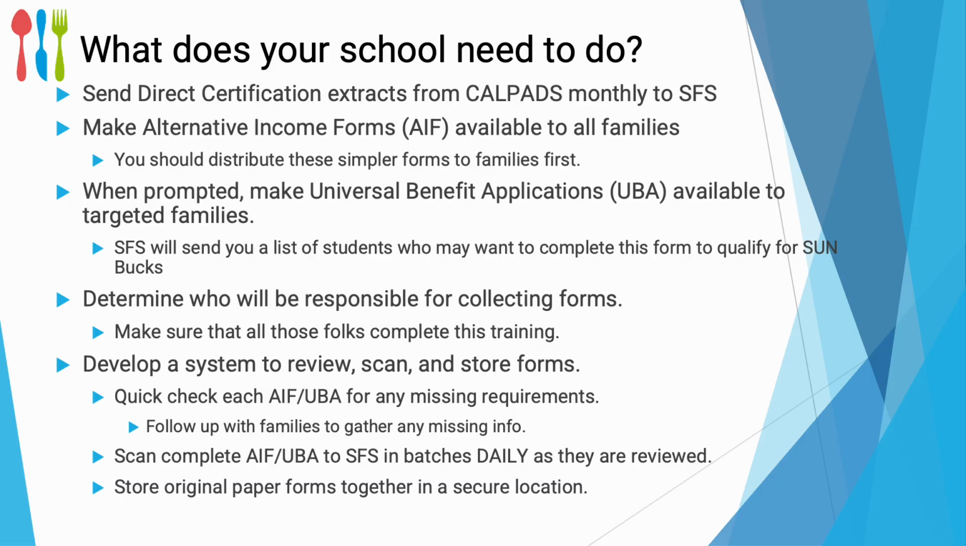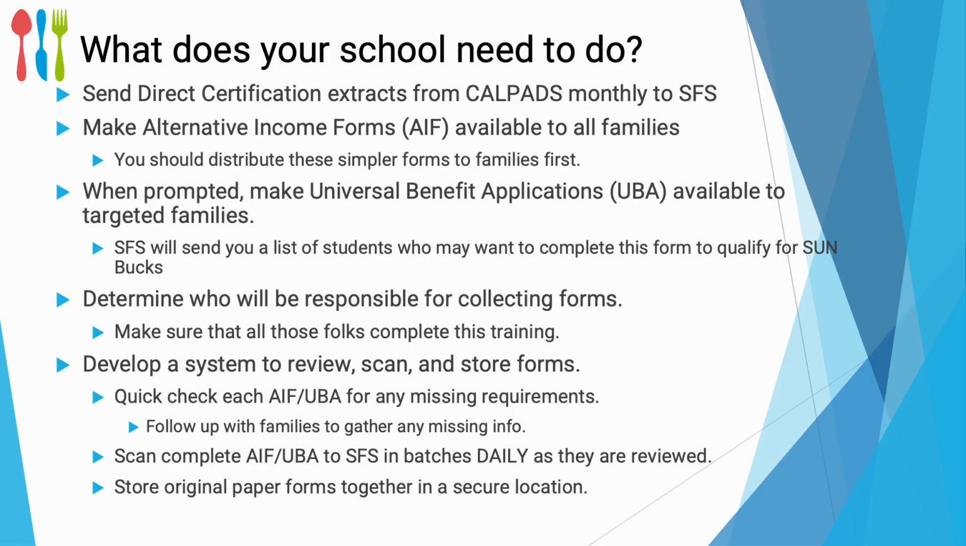Later, we will let you know when you should make your universal benefit application available to targeted families. Once we've gotten some direct certifications and most of your alternative income forms in, we'll get you a list of the students who may want to fill out a universal benefit application to qualify for Sunbucks. So you don't need to send out both forms to everybody. Do the alternative income form first, try and get everybody to fill that one out, and then the universal benefit application will only be for targeted folks who might want to get that benefit and aren't already qualified for it some other way.